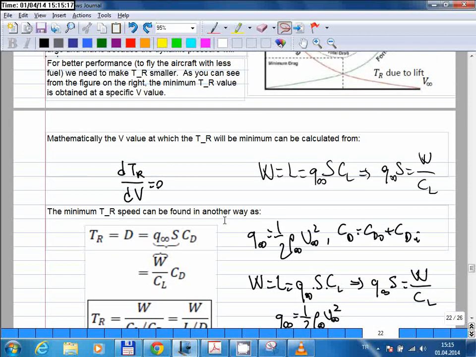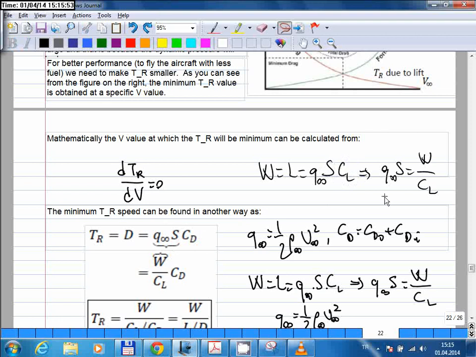So thrust required is equal to the drag force, but drag force is equal to the dynamic pressure times wing surface area times the drag coefficient. Okay, and at the same time, this equation should be satisfied as well: weight is equal to the lift equation. And in the lift equation, you have the same Q infinity times S. So this is the same thing as this quantity here, and instead of the drag coefficient, you have the lift coefficient.